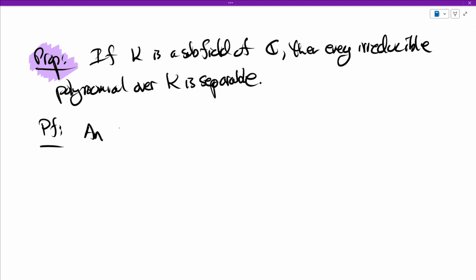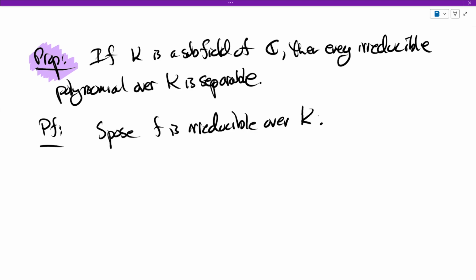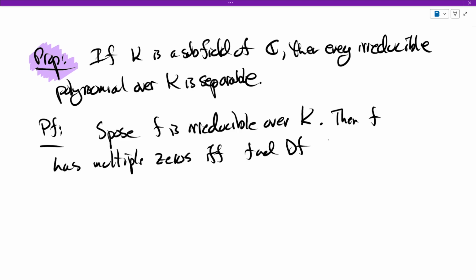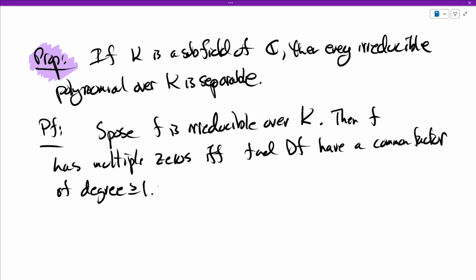What is it? Well, suppose f is an irreducible polynomial over K. Then f has multiple zeros if and only if f and df have a common factor of positive degree. That was the point of the lemma that took us a little bit that I kept messing up.